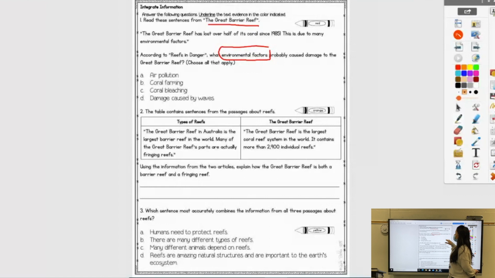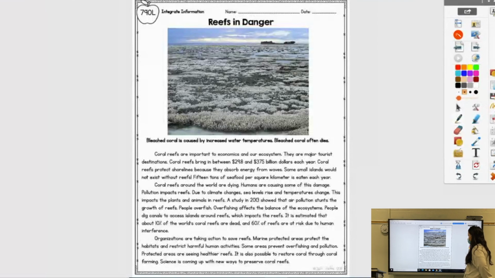According to Reefs in Danger, so this is another text, what environmental factors probably cause damage to the Great Barrier Reef? So let's go back to Reefs in Danger. So we have pollution causes some of these. Pollution impacts reefs. Climate change causes sea levels to rise and temperatures to change, which creates this bleaching thing that ends up killing them.